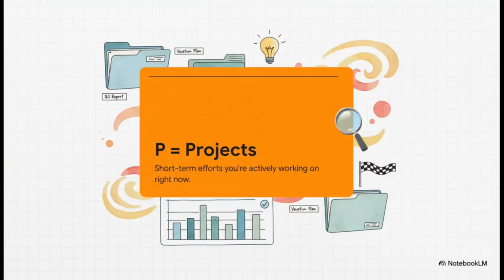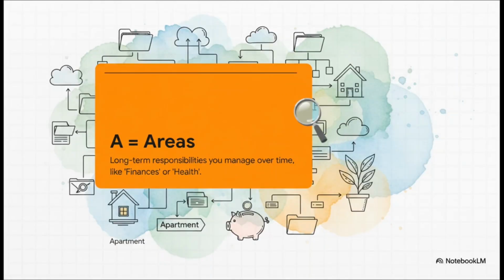First up, P stands for projects. These are the things that are on your front burner, the stuff you're wrestling with right now. Finish that Q3 report. Plan my summer vacation. They all have a clear goal and, most importantly, a finish line. All the files you need for them go right here. Easy. Next up, A is for areas. Now, these are the big, ongoing responsibilities in your life. Things like finances, health, or home maintenance. They don't really have an end date, right? They're just parts of your life that you need to manage continuously.